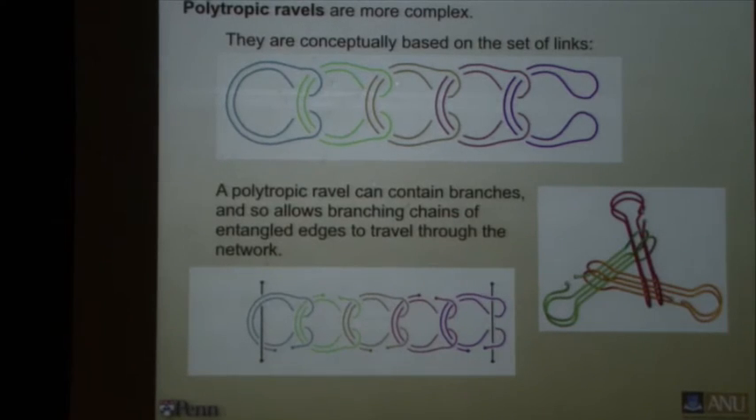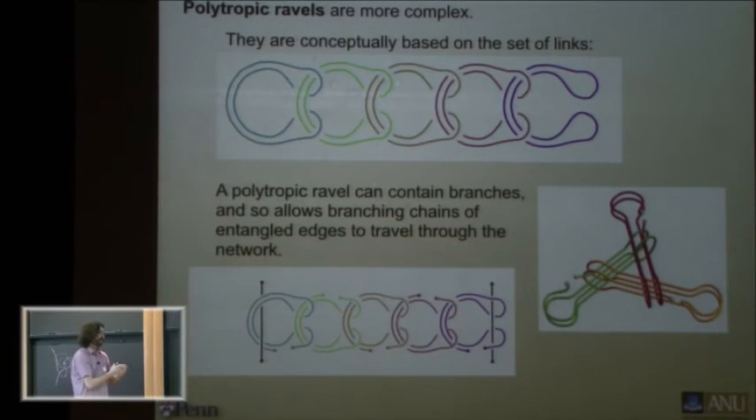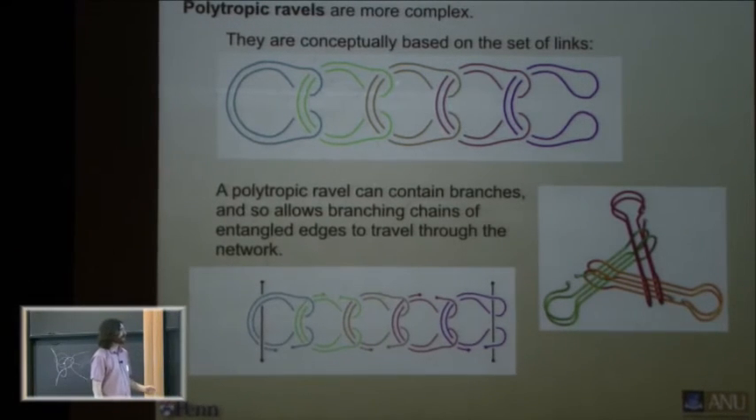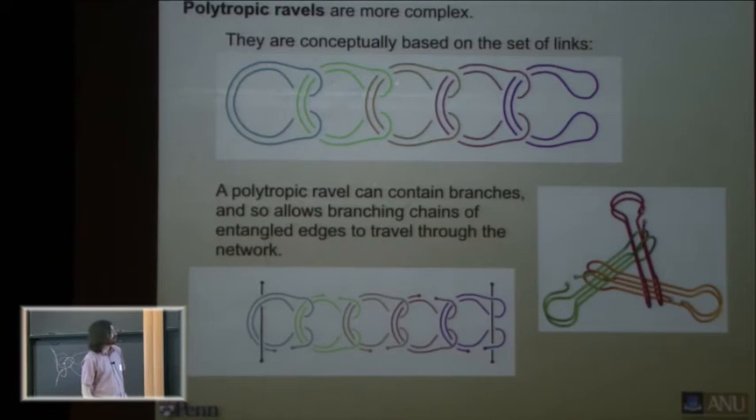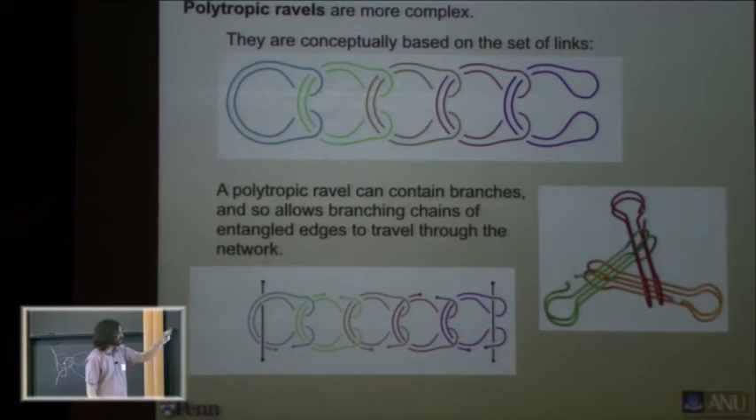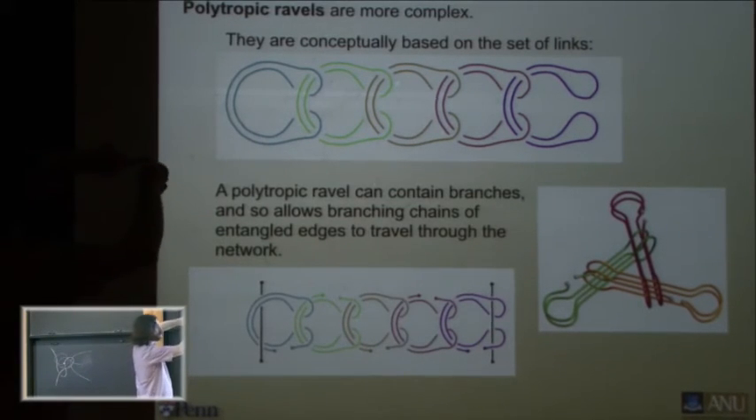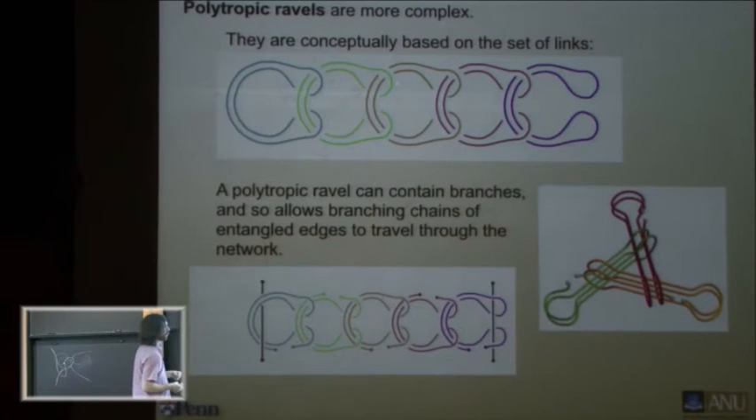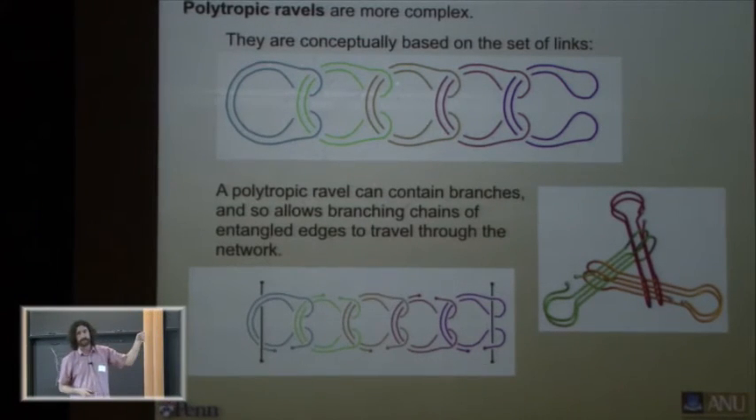Now, we've got other ones called polytropic ravels. This is the one I showed you before. It was next to the lasso, and I said there was a point to it. So that's this kind of link whose name I didn't write down because I knew I wouldn't forget it. And now, of course, I've forgotten it. But it's this link. It's as many components as you want and just wraps around in a circle. Again, you can do this exact same thing with rubber bands.